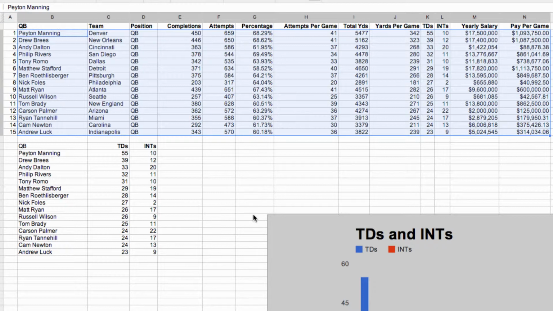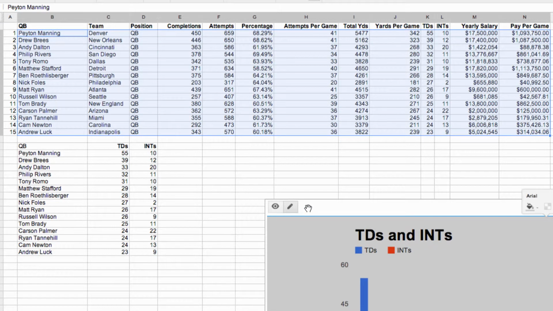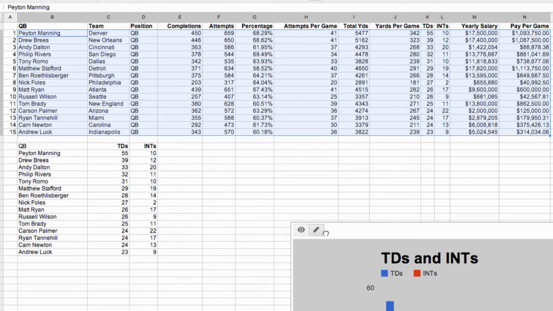Okay. Part 2 of your assignment is to create a second chart. And you can chart any data you want. You can create any kind of chart you want. I'm trying to think here. I don't think any of the statistics really in this kind of spreadsheet make for a good pie chart. Because you're not talking about parts of the whole. You're comparing statistics, numbers for each quarterback.